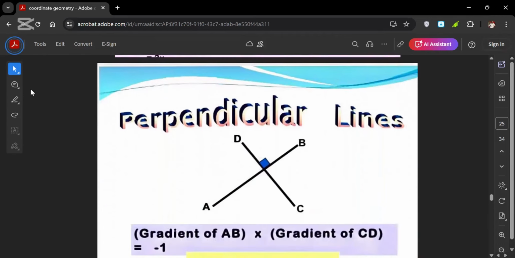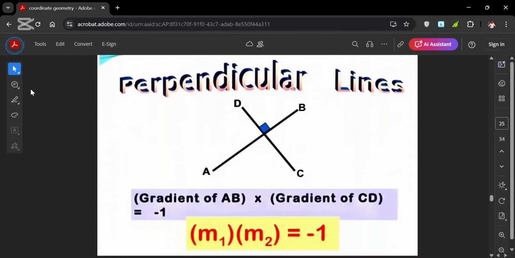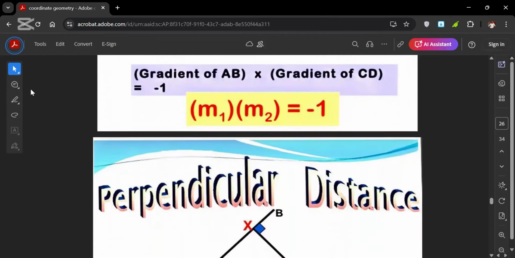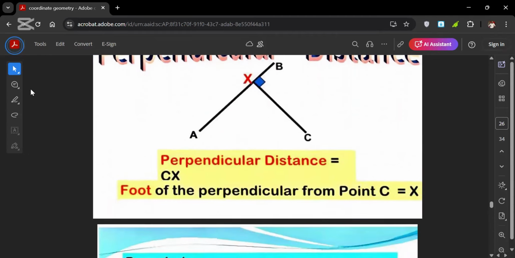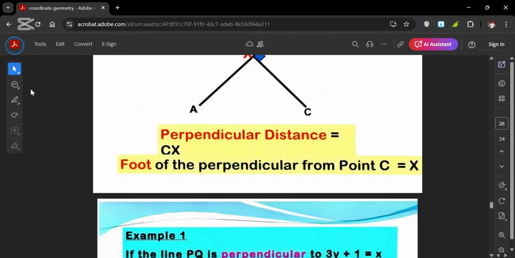Some practice questions here. Perpendicular lines. If two lines are perpendicular, the product of the gradients is equal to -1. Perpendicular distance.